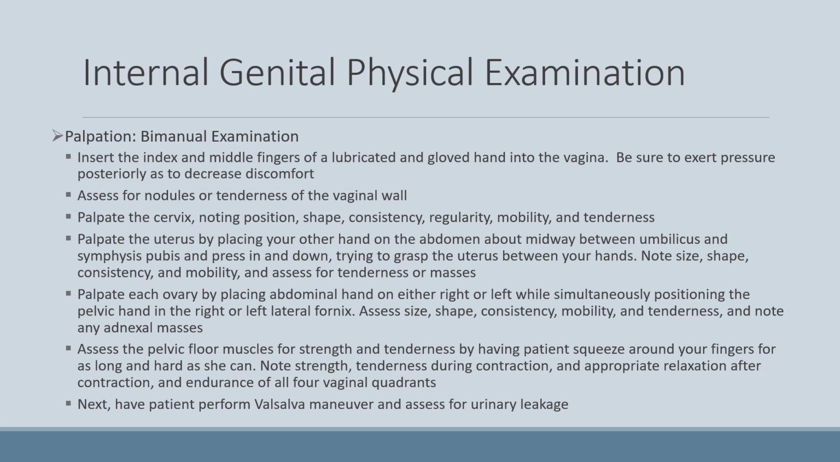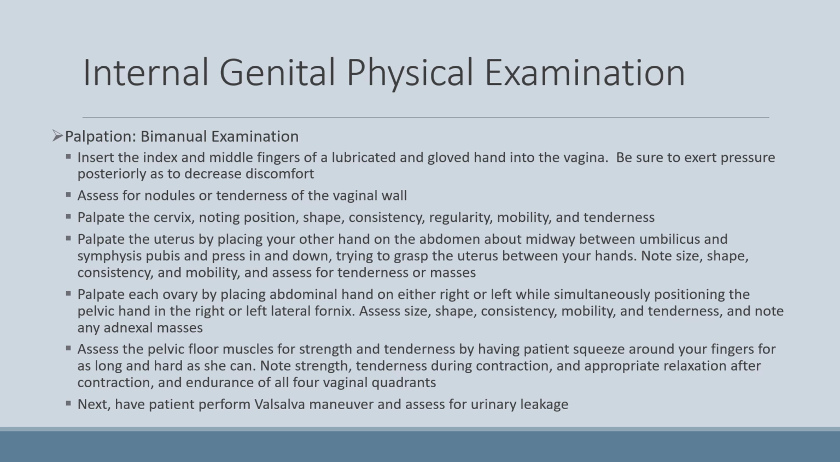You should assess for nodules or tenderness of the vaginal wall. Palpate the cervix, noting position, shape, consistency, regularity, mobility, and tenderness. You should then palpate the uterus by placing the other hand on top of the abdomen, midway between the umbilicus and the symphysis pubis, and press in and down. You're trying to grasp the uterus between your hands. You should then note the size, shape, consistency, and mobility, and assess for tenderness or masses.